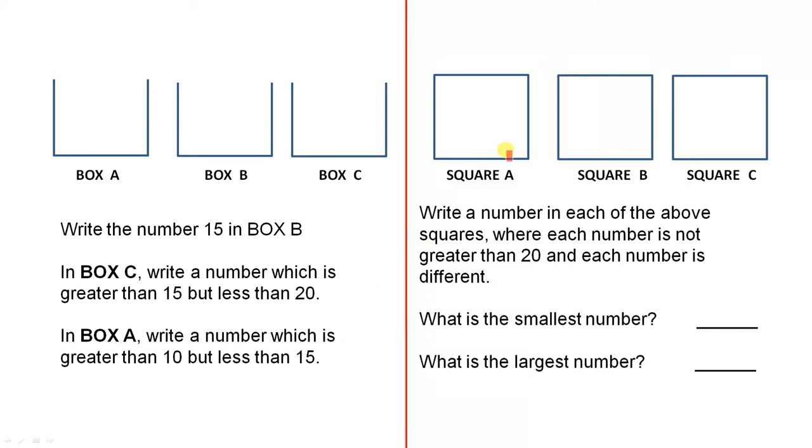Here we have three squares, square A, square B and square C. Write a number in each of the above squares where each number is not greater than 20 and each number is different. What is the smallest number? What is the largest number?